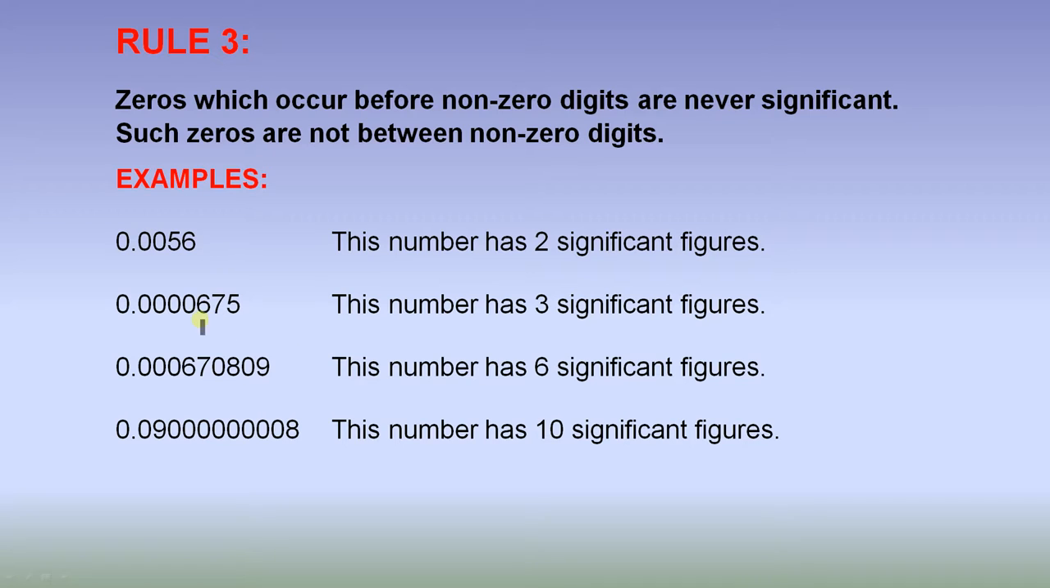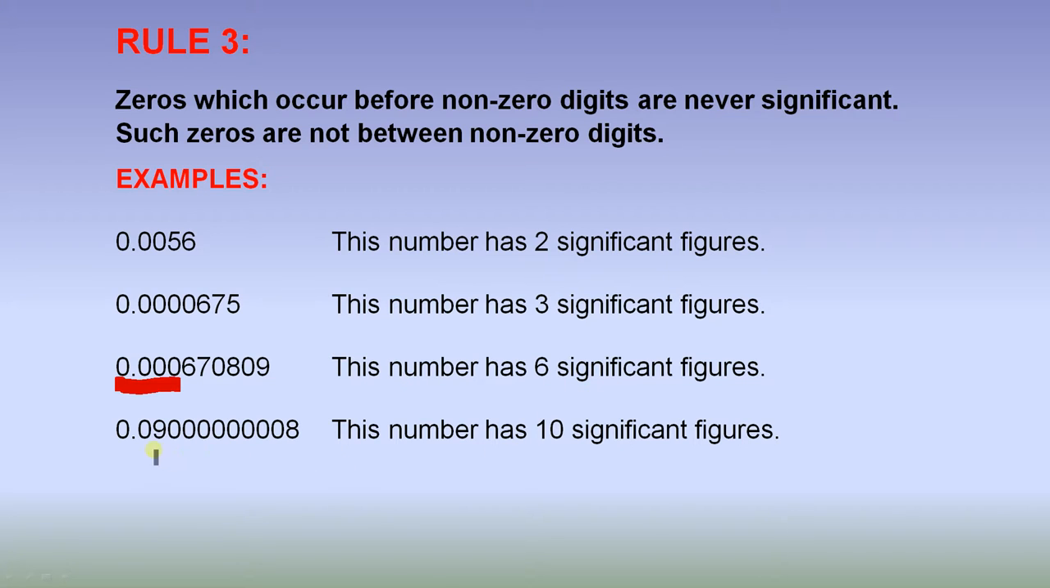Exactly the same here. All these zeros here occur before the 6. They do not occur in between non-zero digits. They're all not significant. There are 3 significant figures, the 6, the 7 and the 5. These 4 zeros here are not significant because of what we said earlier. These 2 zeros are, because they occur between non-zero digits. So we have 1, 2, 3, 4, 5, 6 significant figures.